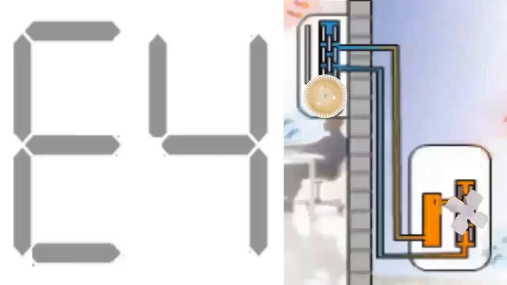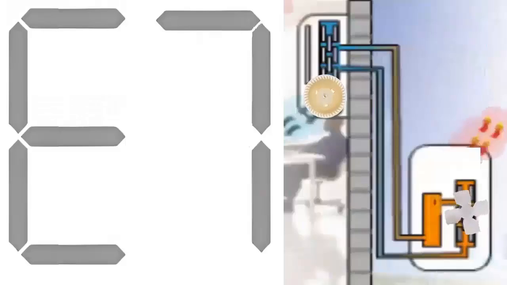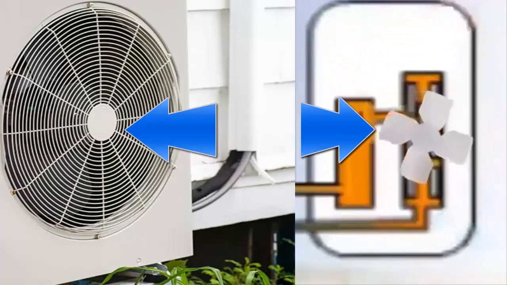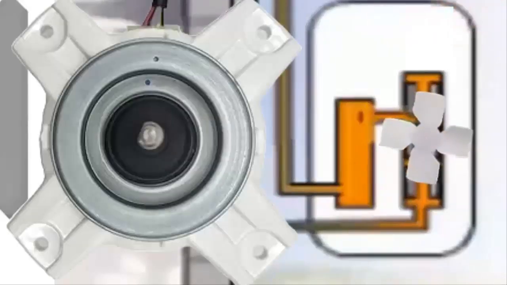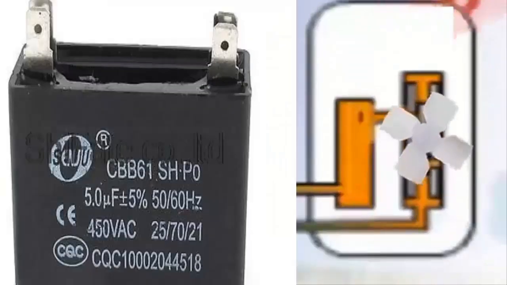Error code E7. This indicates that the outdoor unit fan speed is outside normal parameters. Solution: A. Check the fan motor and its control board. B. Clean the fan, ensure no obstructions, and verify the free rotation of the motor shaft. C. If the fan uses a capacitor, test a similar one. Replace damaged components if necessary.